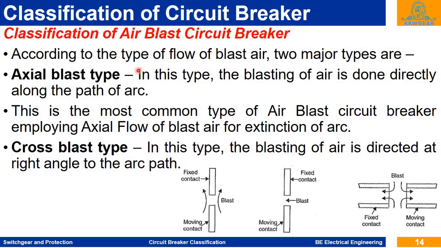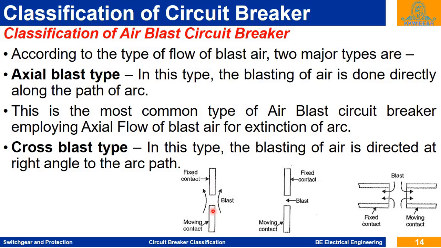Next is the classification of air blast circuit breakers. According to the type of flow of the air blast, this circuit breaker is classified as axial blast and cross blast. In the axial blast type, blasting of air is done directly along the path of the arc, meaning parallel to the arc.